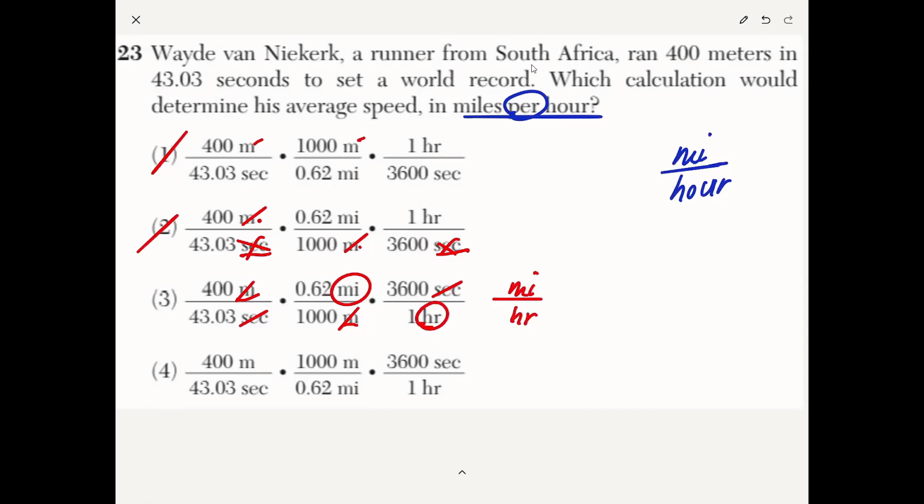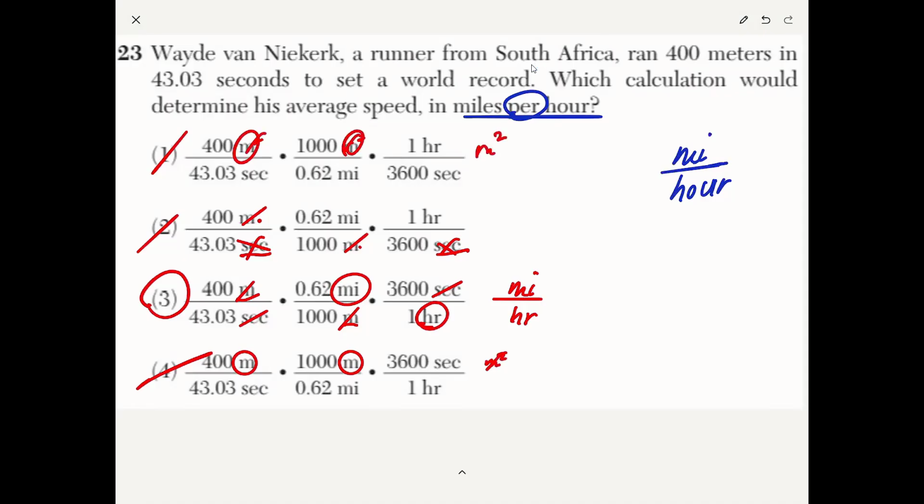Now let's go look at the last one, just to make sure we haven't made a mistake. So I say number 3 is our answer. Now let's see. So, yep, this one doesn't work. We have meters on the top and we have another meters on the top. So those aren't going to cancel out. So that's going to be meters squared, and we don't want that. Again, this is meters. So when we multiply M times M, we get M squared.